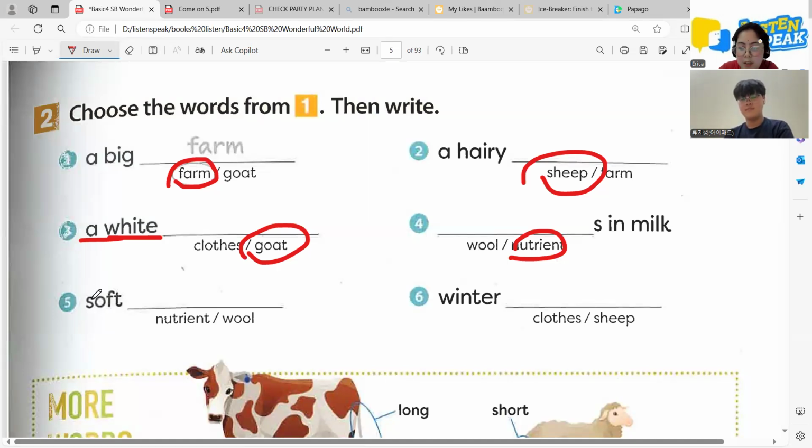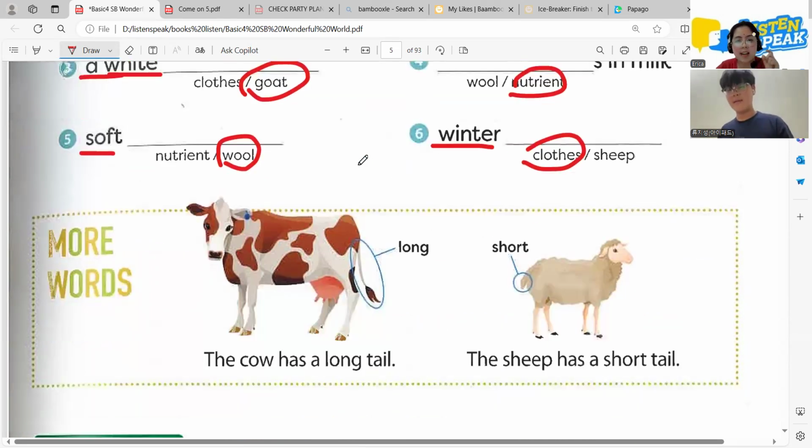Can you read the first word? Soft wool. Okay, or number six. Winter clothes. There you go. Now let's learn more words. Could you please read?